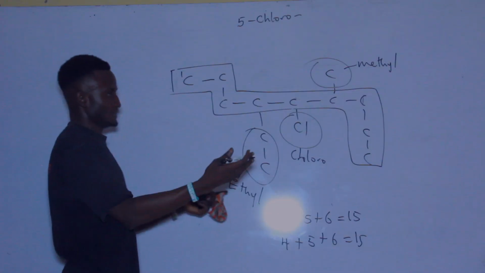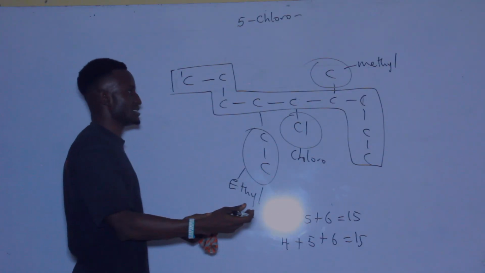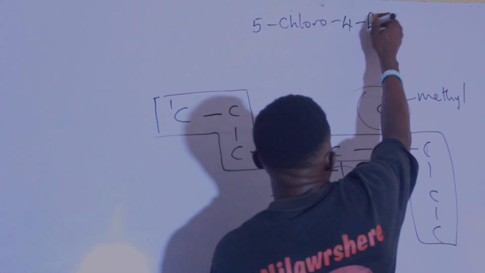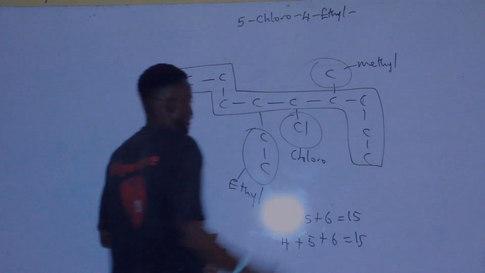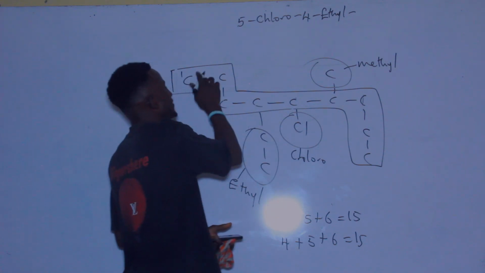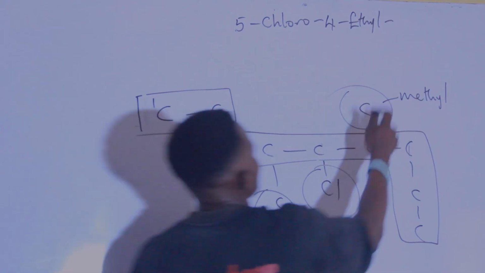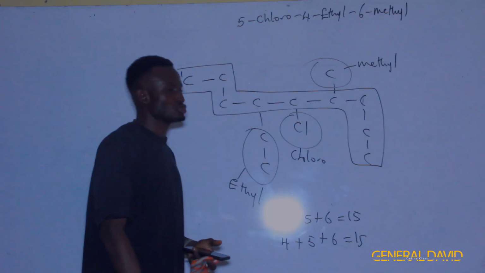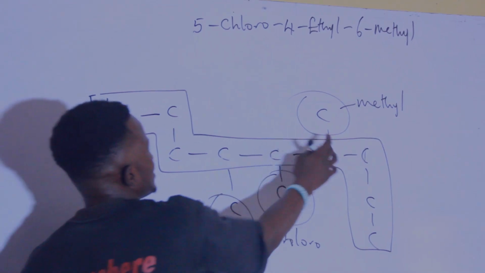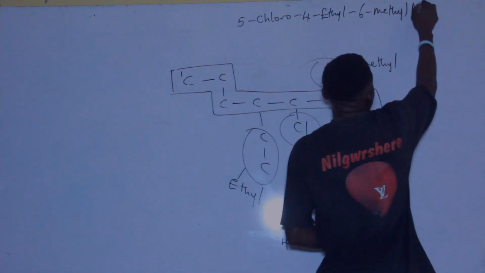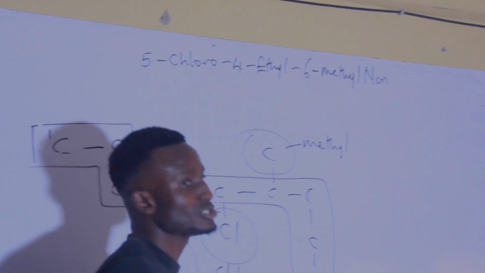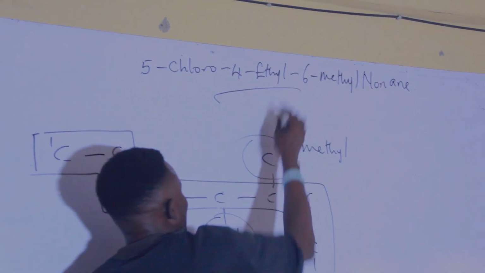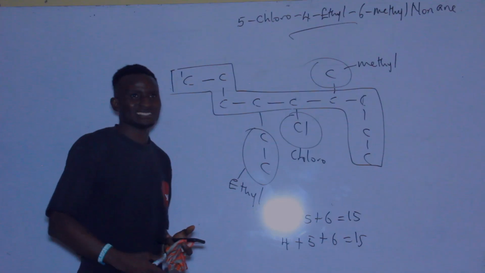Now the following alphabet is what? It is E. And that'll be 1, 2, 3, 4. That'll be 4-ethyl. Then the other one is what? Methyl. And it is found at carbon 1, 2, 3, 4, 5, 6. 6-methyl. Then the name of the structure, which is 1, 2, 3, 4, 5, 6, 7, 8, 9. And 9, don't forget, is what? Non. But because the structure is single bond, it will be called nonane. And that is the name of the structure. Now that's the case 3.